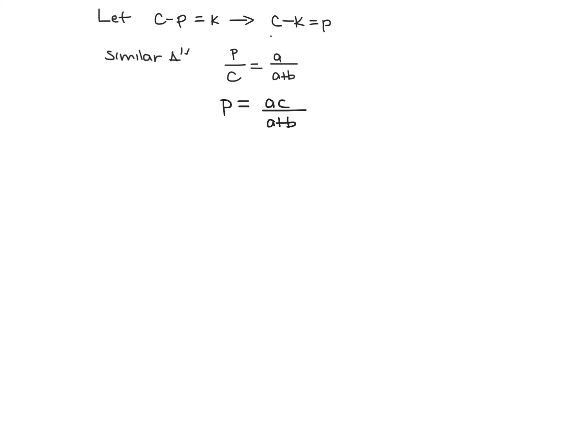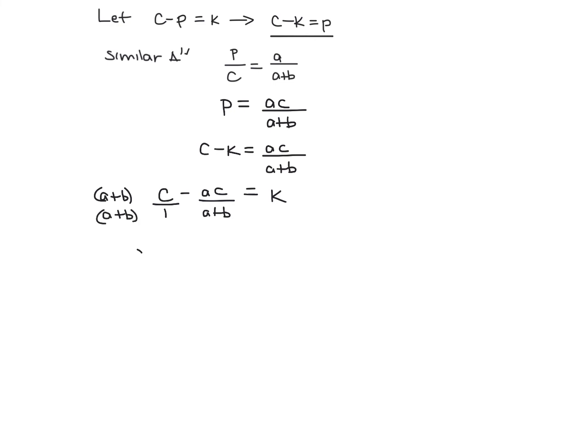And now this P, I have called it C minus K, so I'll call it C minus K is AC over A plus B. And then let's isolate just for k. So k would be c minus ac over a plus b. And then I have to add these fractions, so get a common denominator. So that's going to be ac plus bc minus ac over a plus b is equal to k, and the ac's cancel. So all we're left with is bc over a plus b is equal to k.